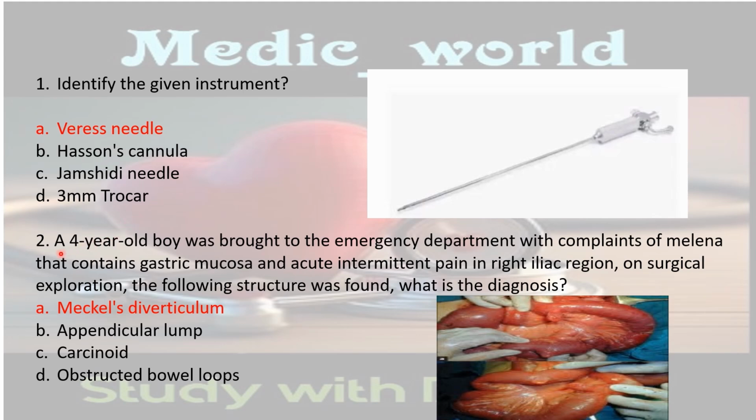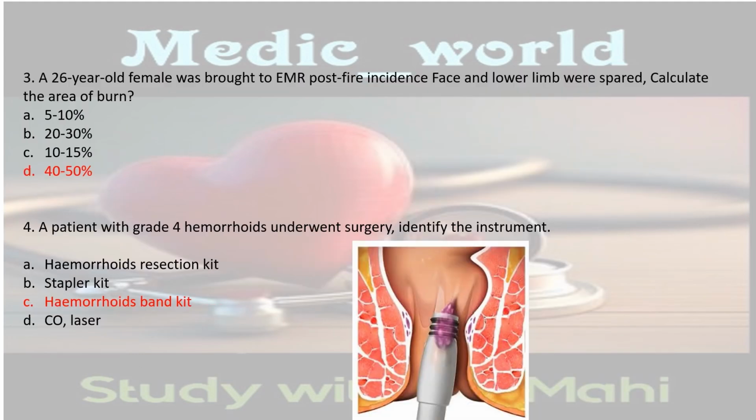Next question. A 4-year-old boy was brought to the emergency department with complaints of melena that contains gastric mucosa and acute intermittent pain in the right iliac region. On surgical exploration, the following structure was found. What is the diagnosis? The diagnosis here is Meckel's diverticulum.